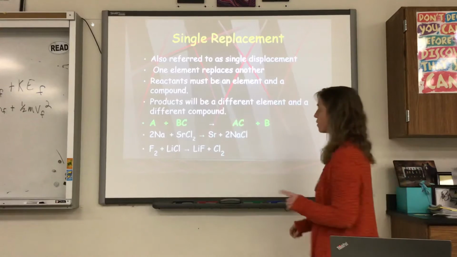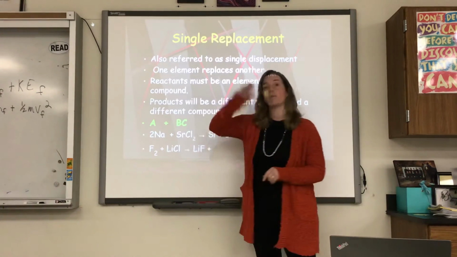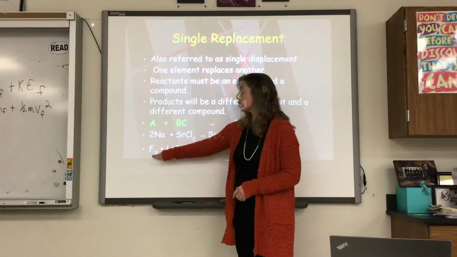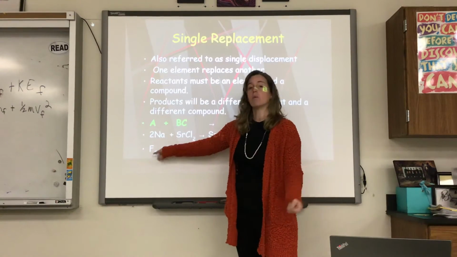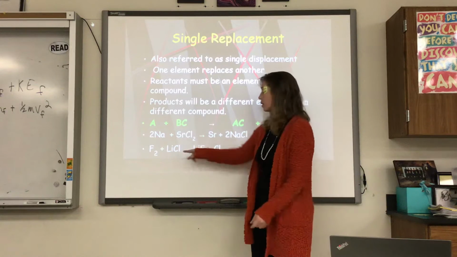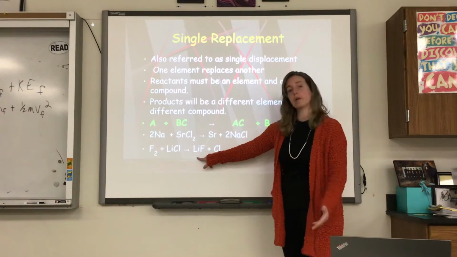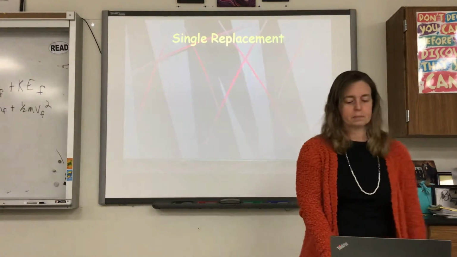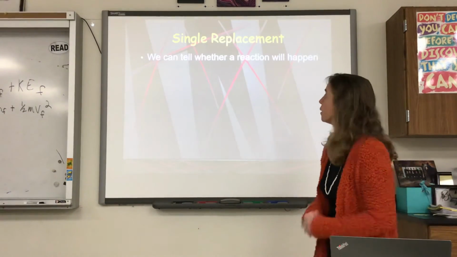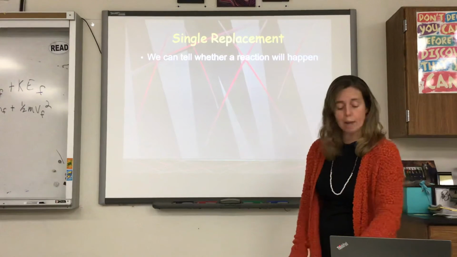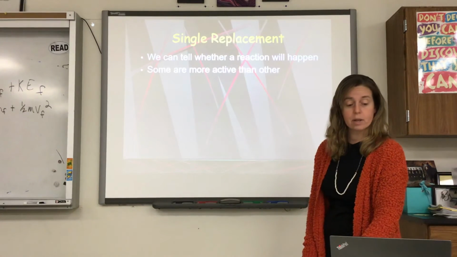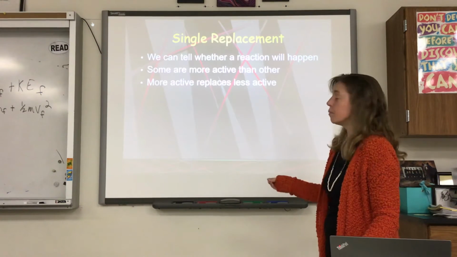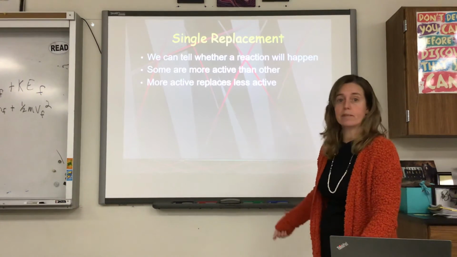Here's another example. Now this one, fluorine is on the right side of the periodic table. That means it's a non-metal. So fluorine can only switch with a non-metal, which is chlorine. So fluorine and chlorine will swap places. So over here you have lithium fluoride plus chlorine gas. We can tell whether a reaction will happen based on the reactants. Some are more active than others. The more active element replaces the less active element.